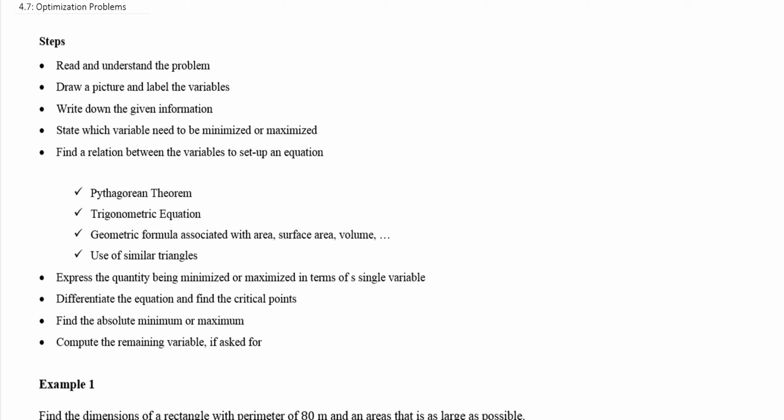Section 4.7, optimization problems. What this section is about, we are still using basically applications to derivatives. Everything we learned so far in this chapter is about applications to derivatives. And this is one of the other applications that we usually use, where we use derivatives. Not just the first derivative, could be the second derivative and other derivatives.